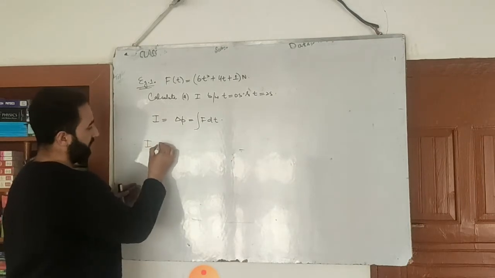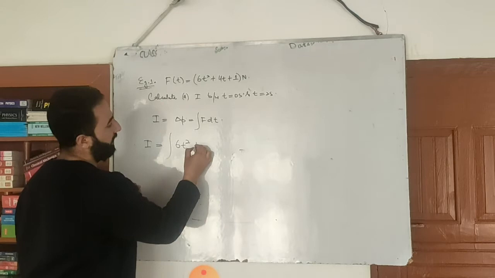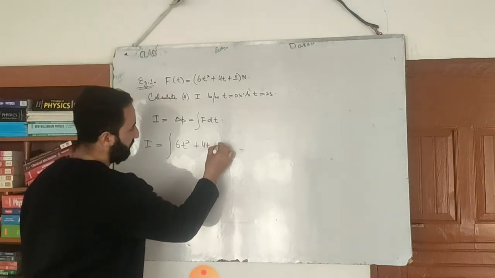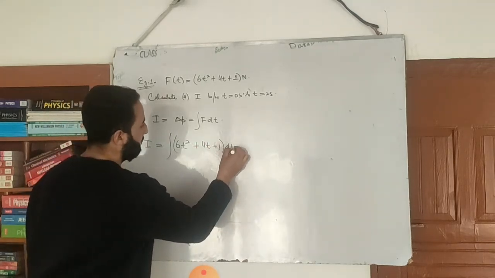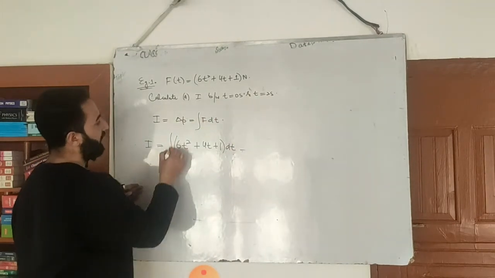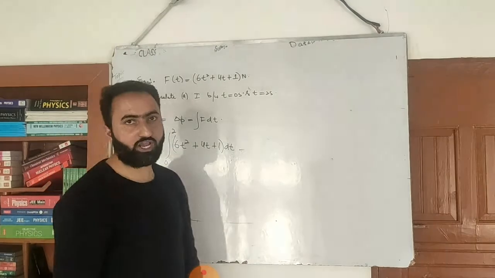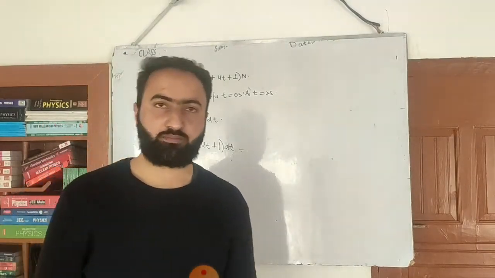Impulse will be equal to integration of f dt. What do we write in place of f, beta? 6t square plus 4t plus 1, dt, and the limits of integration are from 0 to 2 seconds. So lower limit is 0, upper limit is 2. I will be equal to integration of x raised to the power n is x raised to the power n plus 1 divided by n plus 1.